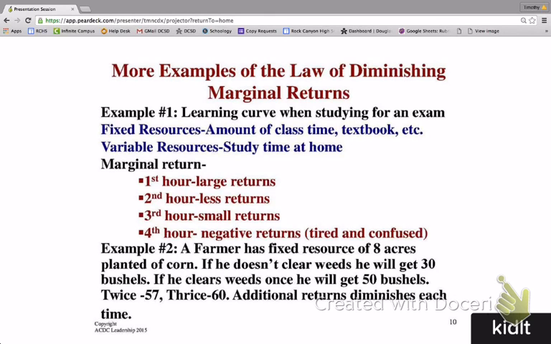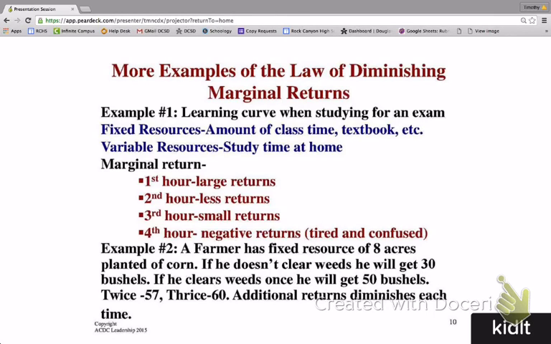Here are some more examples of the law of diminishing marginal returns. Example 1 would be the learning curve when you're studying for an exam. What are your fixed resources? The amount of class time, the textbook, things like that. What are your variable resources? Study time at home. You can change that.